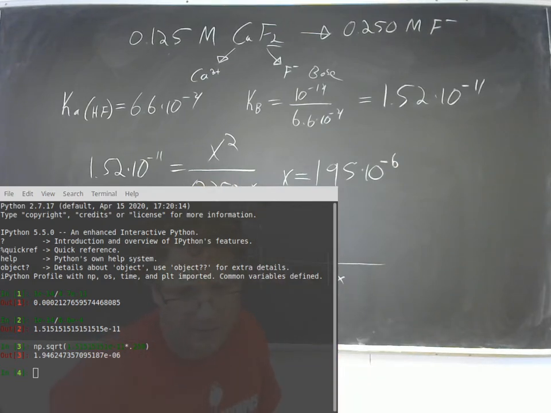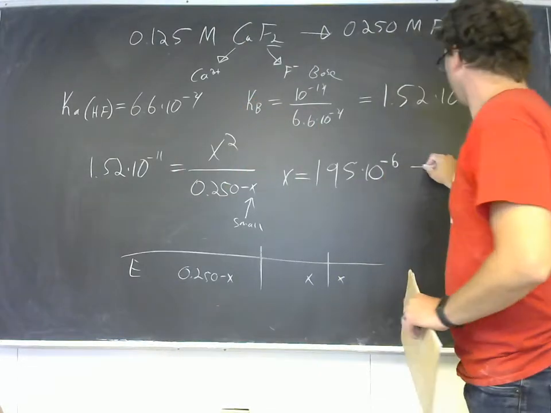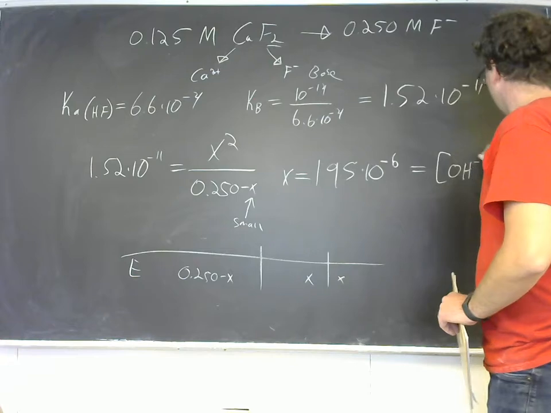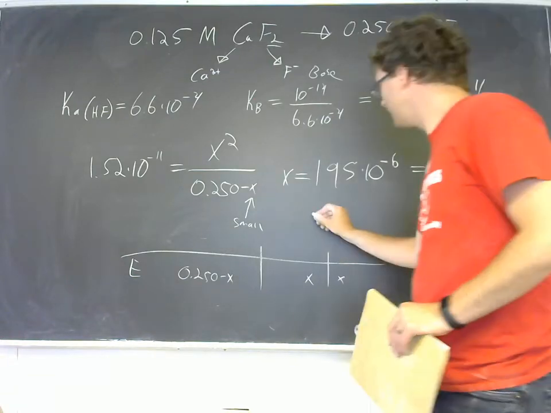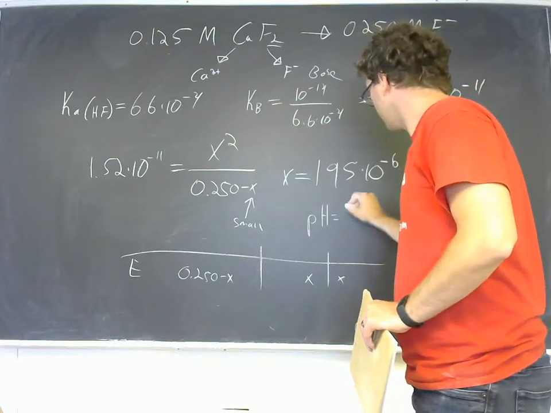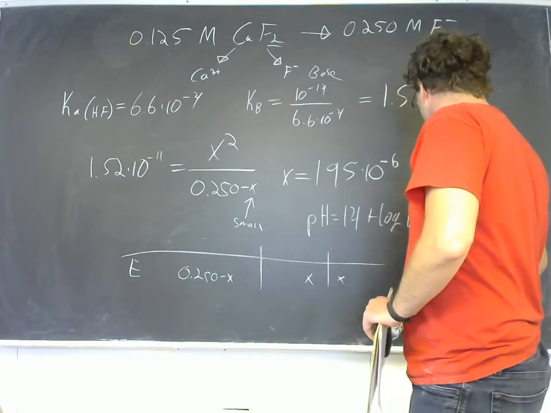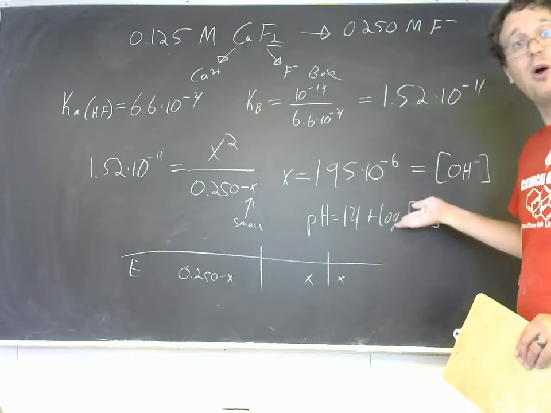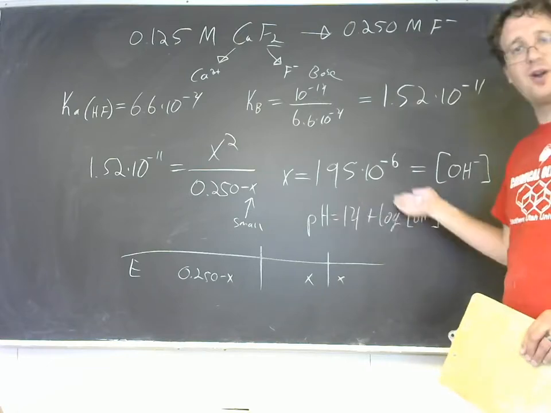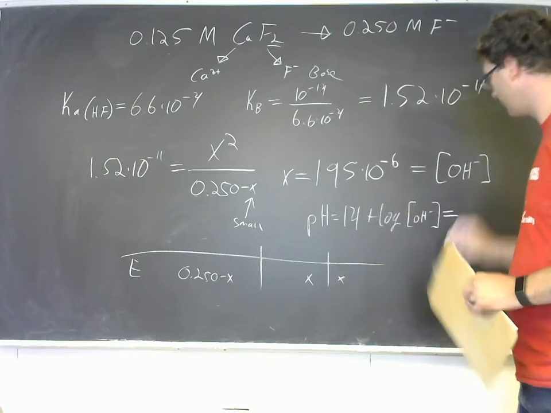And you may recall that when you're dealing with a base, that is equal to the OH- concentration. I find the easiest way to get the pH is to say that pH is equal to 14 plus the log of the OH- concentration. That's a combination of finding the pOH and then finding the pH from the pOH. You can combine those steps into this nice, slick little equation that I think is really convenient.